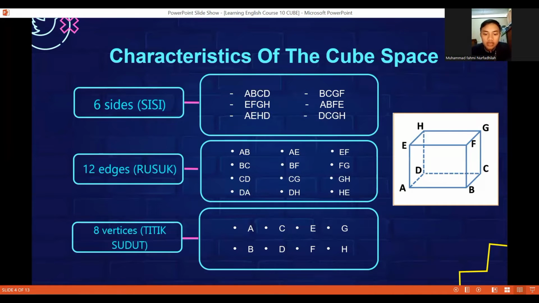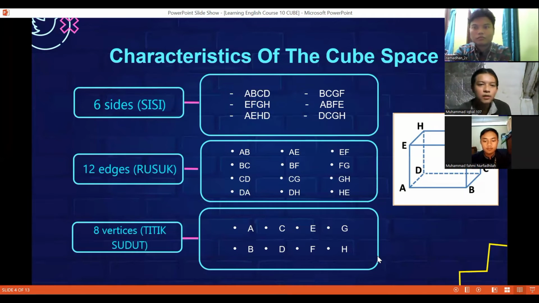Next, a cube has 8 vertices, or in Indonesian is titik sudut. Titik sudut. Jadi kubus itu memiliki 8 titik sudut. These are vertices A, B, C, D, E, F, G, H, and then the cube in the picture is named ABCDEFGH. Okay, maybe just this from me. I want to return to the moderator.